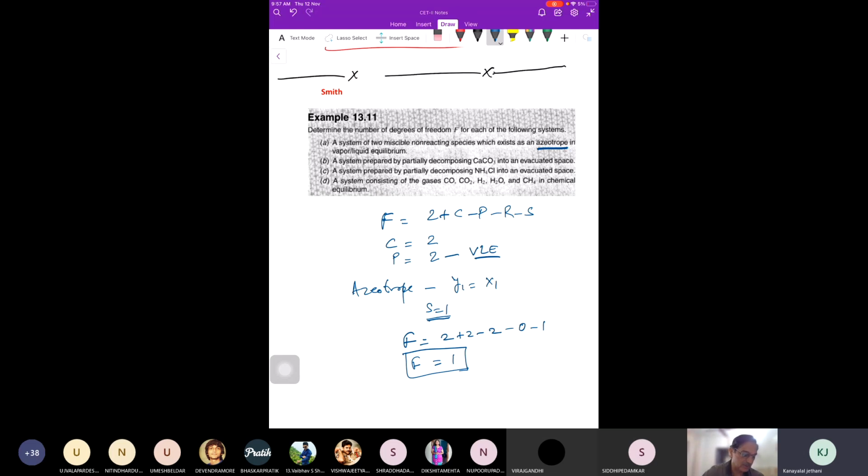Suppose there was no azeotrope at any other composition, then it will be 2. But at the azeotropic composition, there is only one degree of freedom. That means agar temperature specify kiya, to pressure wagaira karne ki zarurat nahi hai, sab fix ho jayega apne aap. But Duhem's rule ke hisab se ek aur specify karna padega. Suppose we apply Duhem's theorem: these are intensive properties. Temperature specify kiya, to pressure fix ho jayega; pressure specify kiya, temperature fix ho jayega. But Duhem's theorem apply karna hai, to ek extensive property specify karna padega, mass kisi ka dena padega, then the complete system is defined.